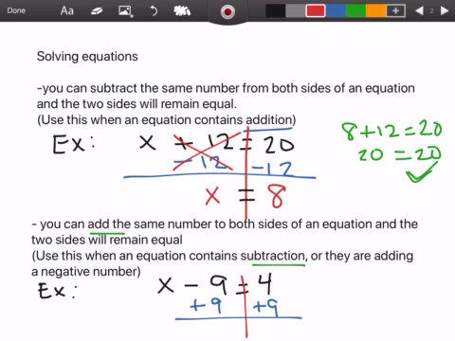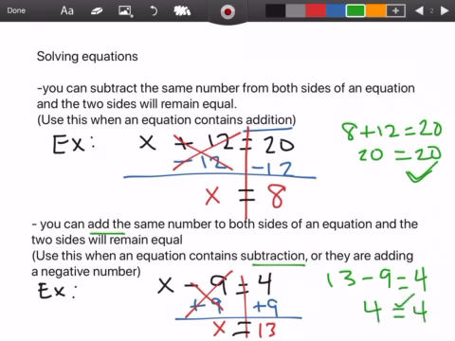On the left, this minus 9 and this positive 9 cancel out to make 0, so we're left with x equals, and 4 plus 9 gives us 13. So again, we can check this. We put 13 in the spot of x. 13 minus 9 equals 4. 13 minus 9 is 4. 4 equals 4. Checks out.